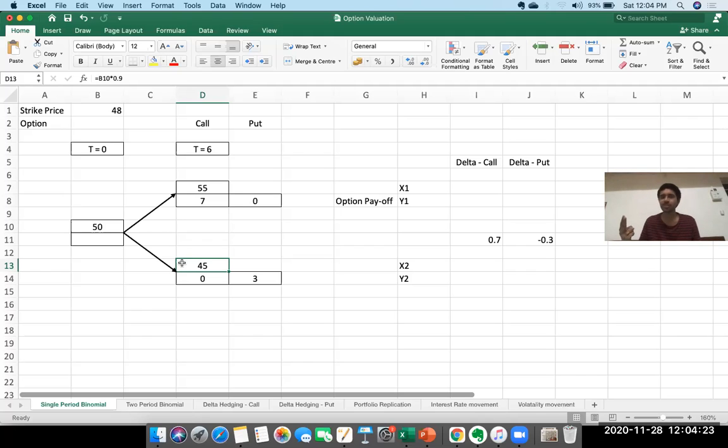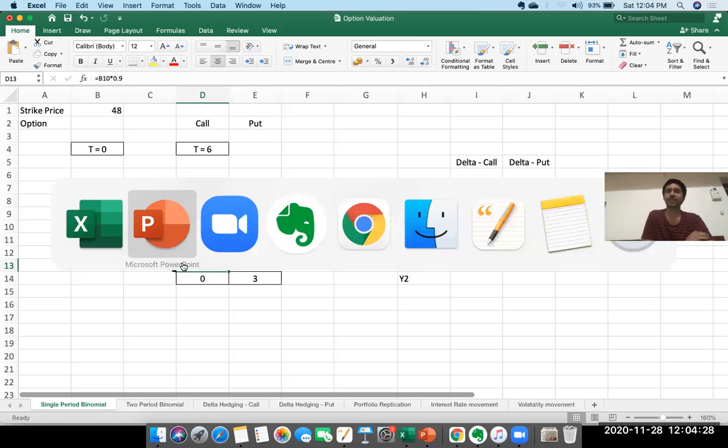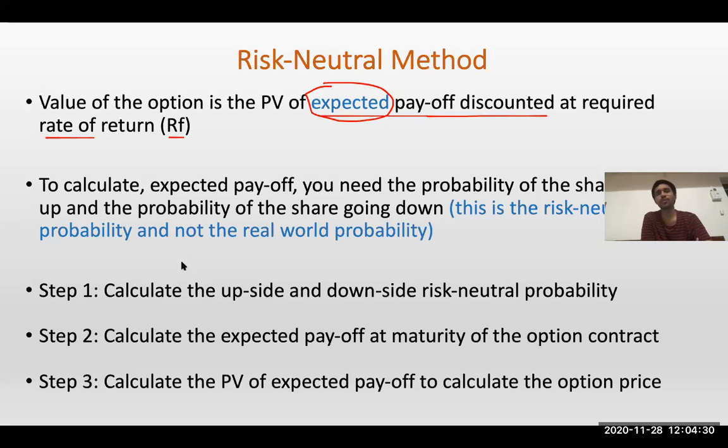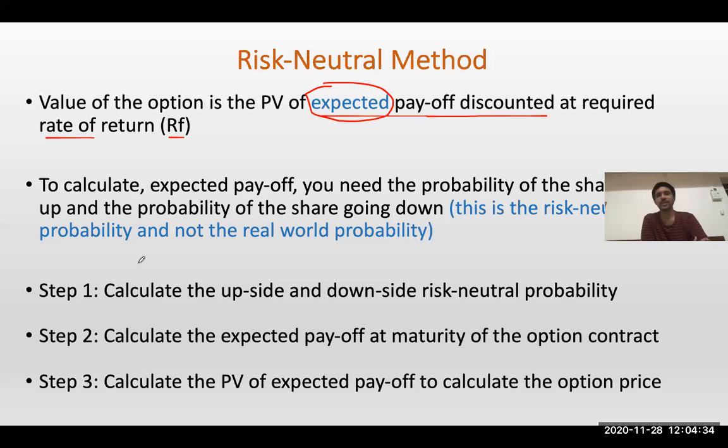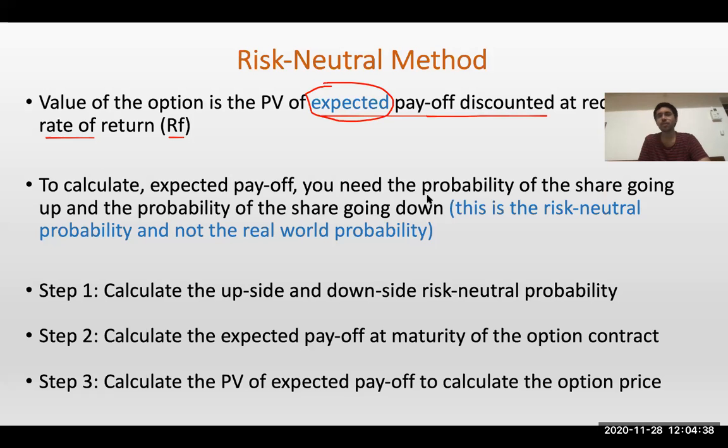There are only two possibilities, and the sum of these two possibilities should actually be equal to 1. Now we move into finding out the probabilities. To calculate expected payoff, you need the probability of the share price going up and the probability of the share price going down.